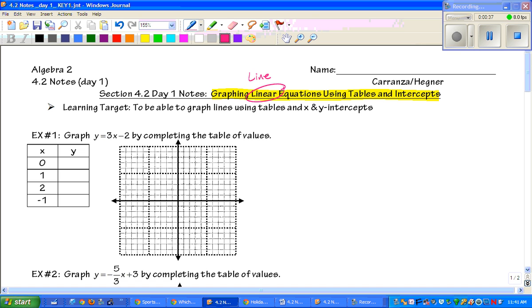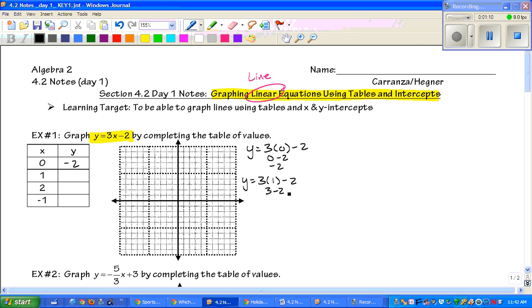So let's take a look at the following equation in example number 1. It says y equals 3x minus 2, and it says complete the table of values. So what we need to do is figure out where all of our points are. So we have to plug in the numbers. 3 times 0 is 0. 0 minus 2 is negative 2. Okay, and we're going to do that for every single one of those points.